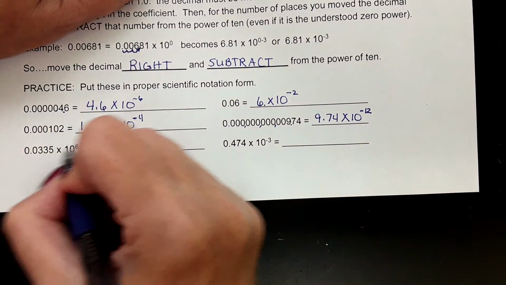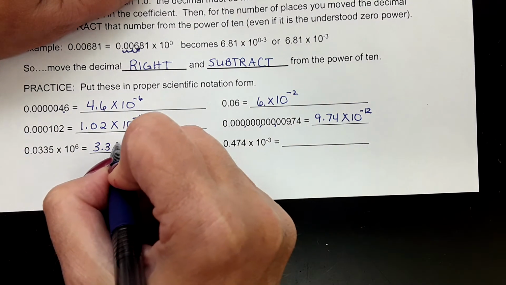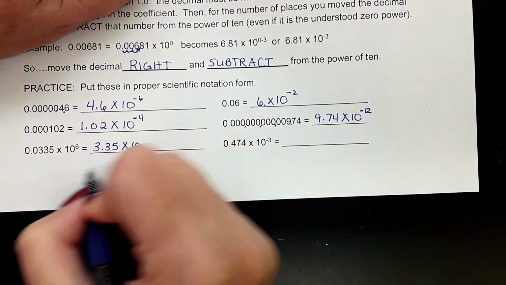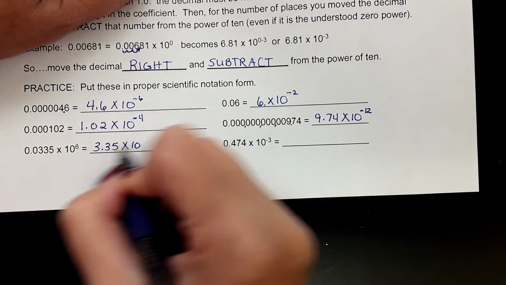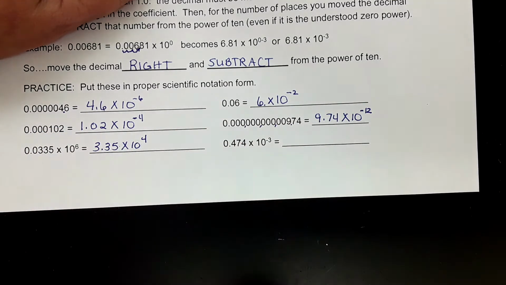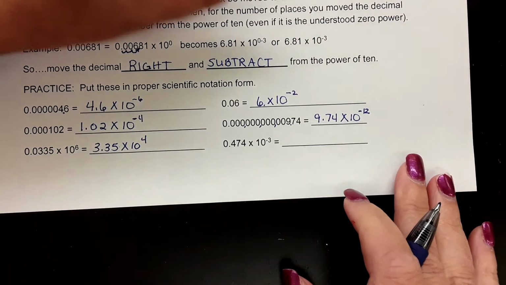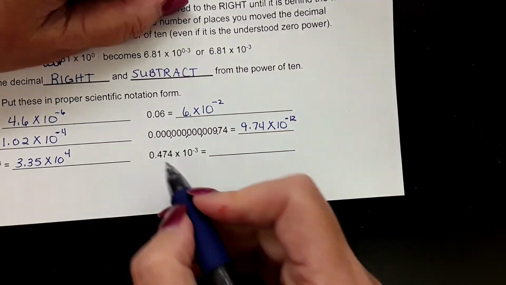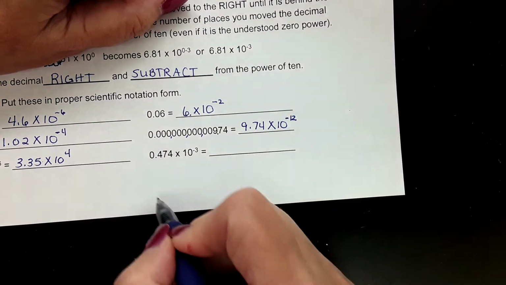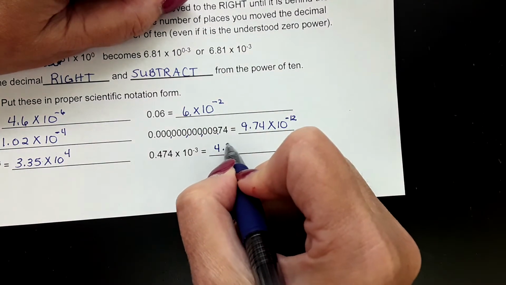So move the decimal 2 places to the right. And we're going to say 6 minus the 2 places. That gives us a power of 4. So 3.35 times 10 to the 4th power. On this side, we need to only move the decimal 1 place to get it behind the 4.